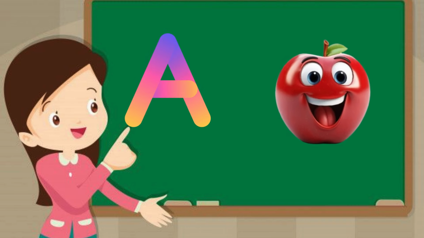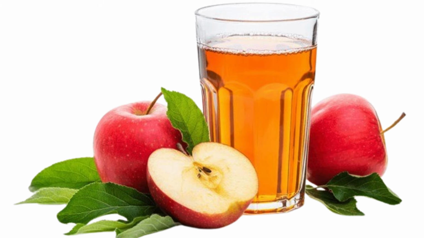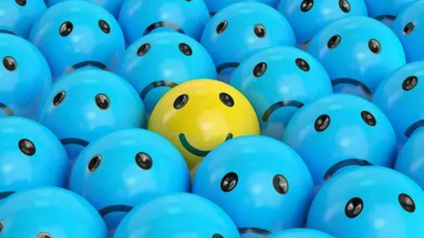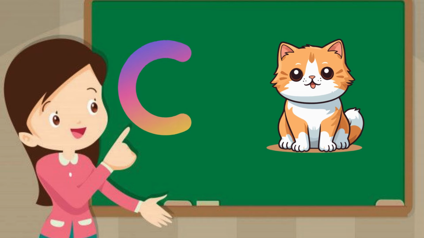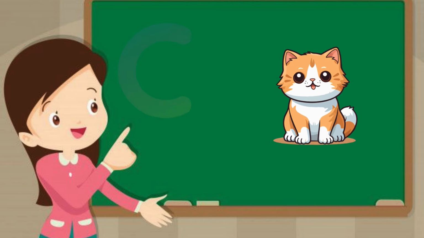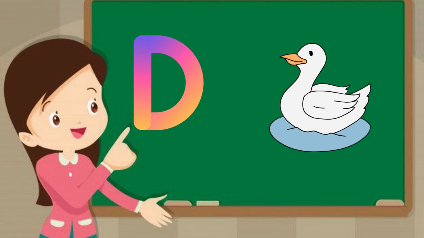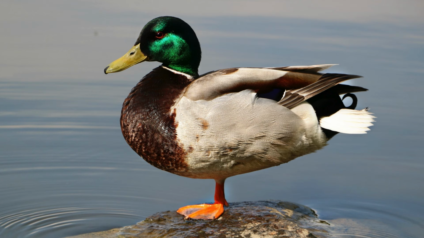A is for apple. A, a. Apple. B is for ball. B, b. Ball. C is for cat. C, c. Cat. D is for duck. D, d, d. Duck.